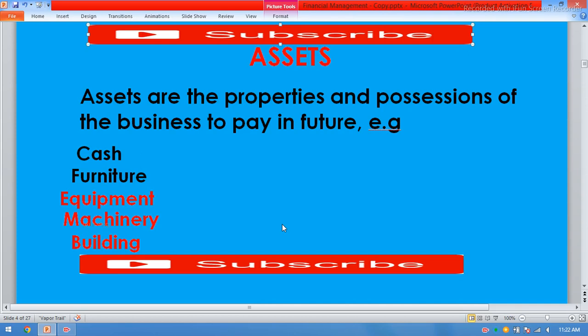Cash, furniture, equipment, machinery, building. All the explained words are called assets. Cash means money, furniture means tables, chairs, etc., equipment means computers, laptops, machineries, and building.